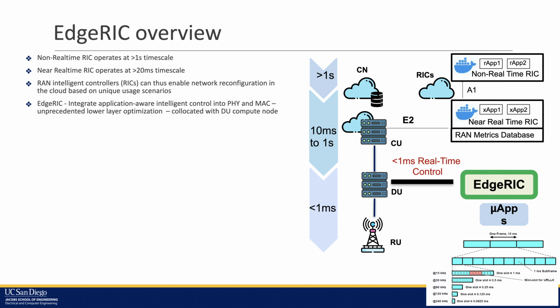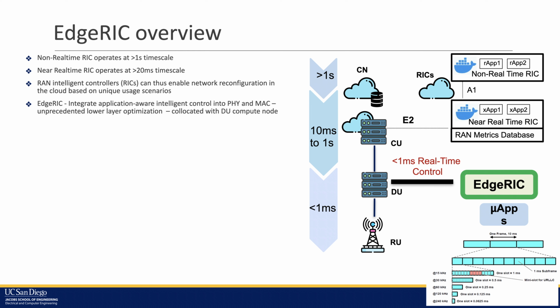So, just to recapitulate the EdgeRIC overview, we are basically operating at the real time timescale, which is 1 millisecond timescale. What we call the equivalent of rApps and xApps running in real time is what we refer to as micro apps, mostly motivated by the fact that it requires microsecond timescale of inference.